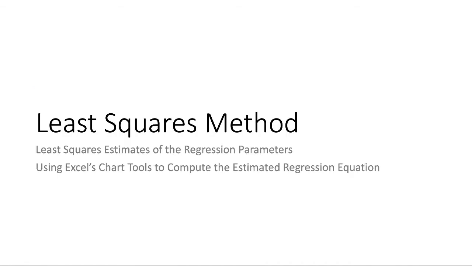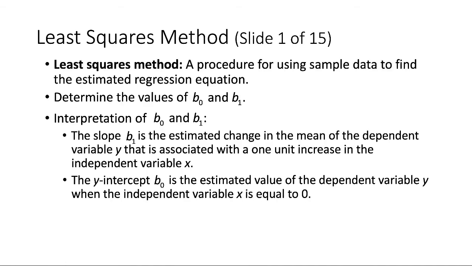Next, I will show how the least squares method can be used to compute the values of B0 and B1 in the estimated regression equation. The least squares method is a procedure for using sample data to find the estimated regression equation. So we would like to determine the values of B0 and B1 so that we can use this equation to make predictions of y based upon x.